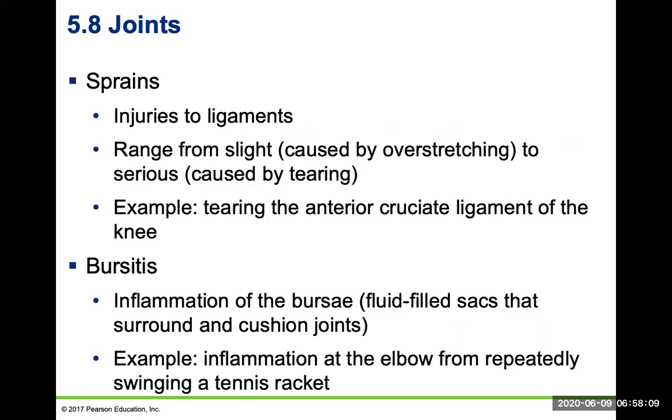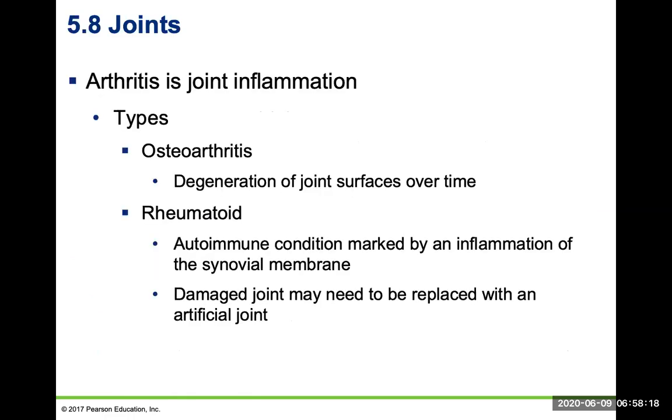A sprain is an injury to a ligament, and bursitis is an inflammation of bursae, which are fluid-filled sacs that surround and cushion joints. Arthritis is joint inflammation, and you can have osteoarthritis, which is degeneration of a joint over time, and rheumatoid arthritis, which is actually an autoimmune condition. The damaged joint can be replaced by an artificial joint. Since it's autoimmune, that means there's nothing that can really be done about it. Your body is kind of attacking itself.